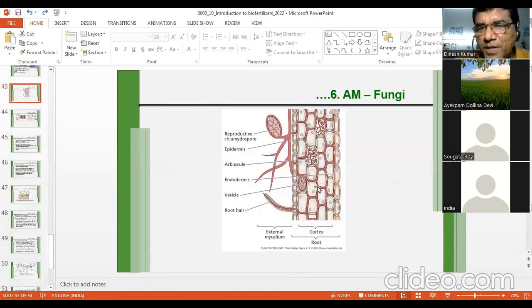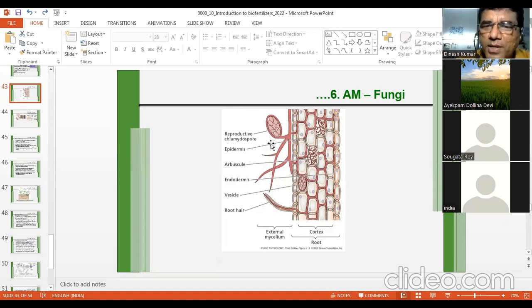And you can see in this picture very clearly, I think. Here, this hypha is passing through intercellular spaces, but it is entering into the cell. And this structure, if you can see, is your arbuscule, therefore the name arbuscular. And the rest are plant parts. You can see the root here. And sometimes it may make reproductive chlamydospores also.